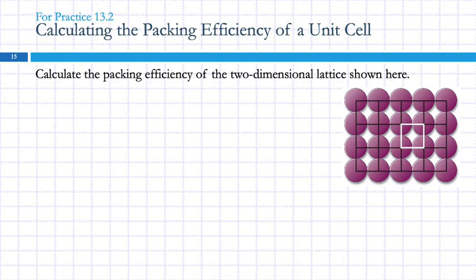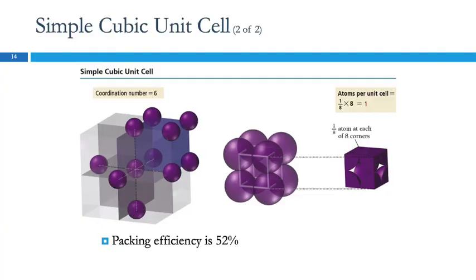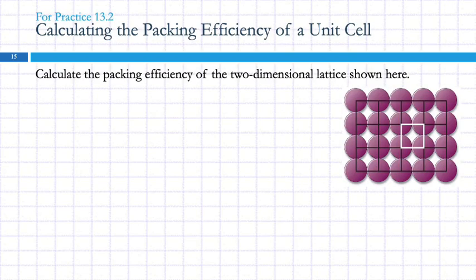So let's look at this two-dimensional lattice and calculate the packing efficiency. Here, the packing efficiency for this one was 52%. So let's look at this one. Packing efficiency is the percentage that's occupied by the atoms. So it's the area of the atoms in 2 dimensions divided by the area of the unit cell times 100.